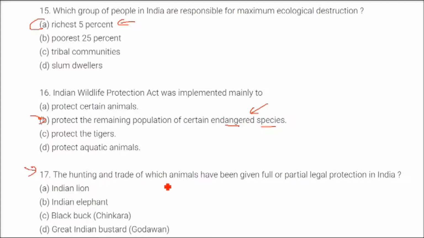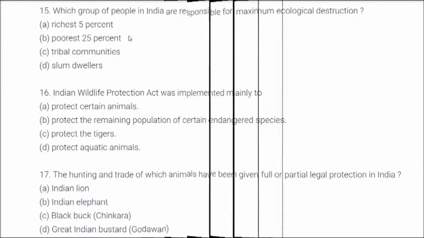17th. The hunting and trade of which animals have been given full or partial legal protection in India? The answer is Indian lion. This is full and partial legal protection, and the others also have this protection, but the main one is the Indian lion.